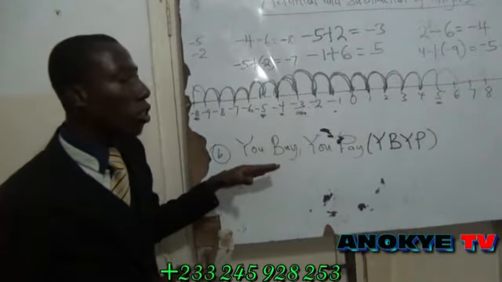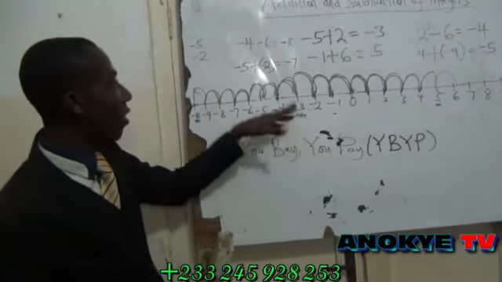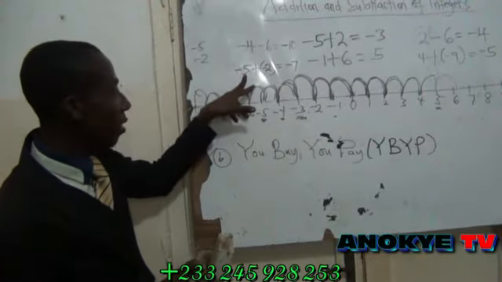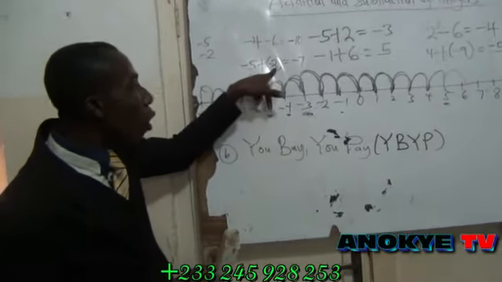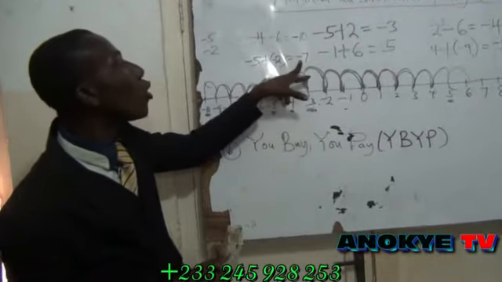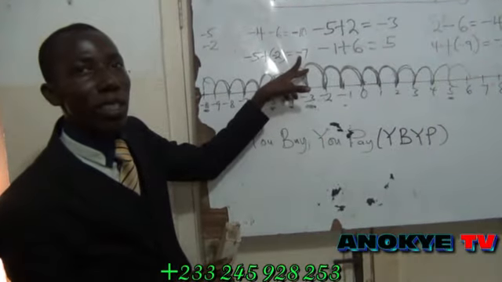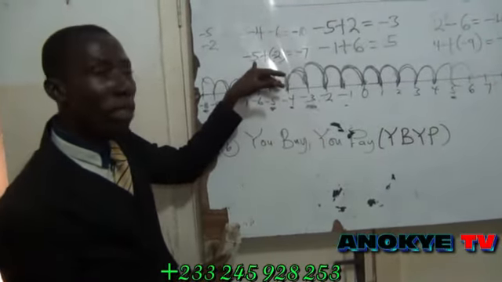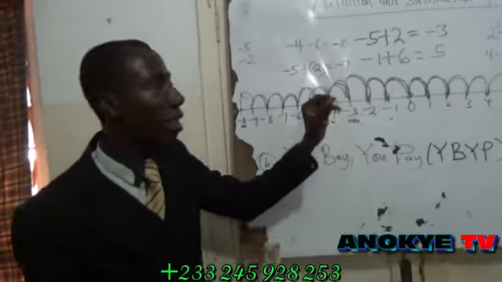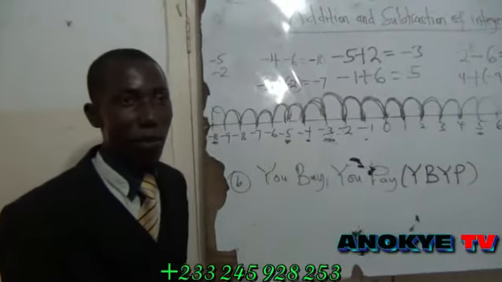Okay? And if you want to use "you buy, you pay," then you see you owe 5 Ghana cedis, and you still owe 2 Ghana cedis. So in all, you owe 7 Ghana cedis. The first one you didn't pay, the second one you didn't pay either. So you owe 7 Ghana cedis.